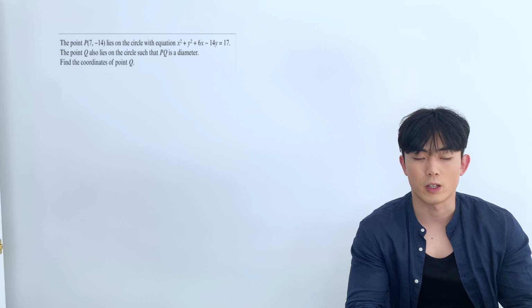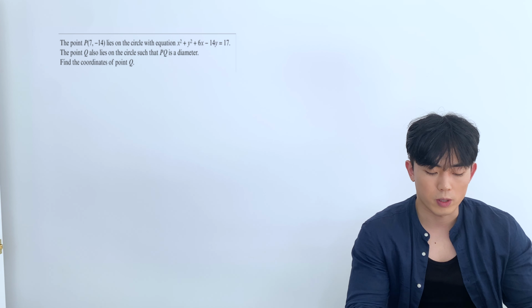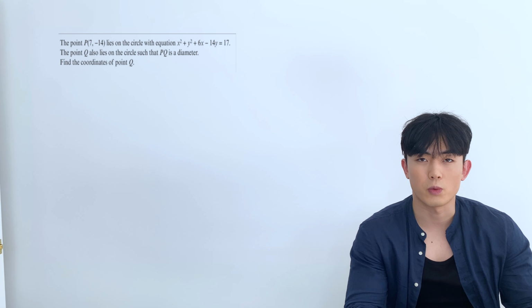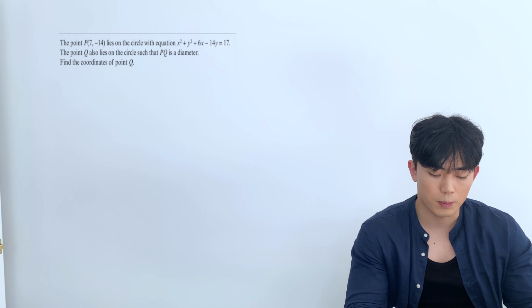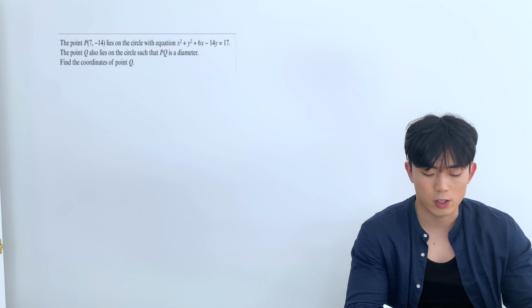Okay, let's try another circle equation. We have the point P, which is (7, -14), which lies on the circle with the equation x squared plus y squared plus 6x minus 14y is 17. The point Q also lies on the circle such that PQ is the diameter. Find the coordinate of Q.